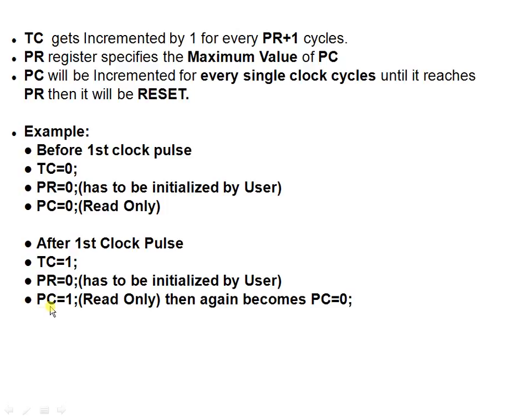Okay, so PC will be incremented for every single clock pulse that the timer peripheral is receiving, and PR will specify the maximum value of PC. Okay, so PC gets incremented until it reaches PR, and then initialize it to 0, and then PC gets incremented for every PR plus 1 cycles. So this is how all these three registers are interrelated.